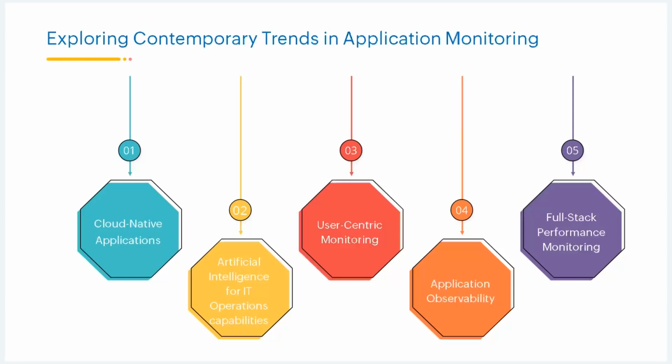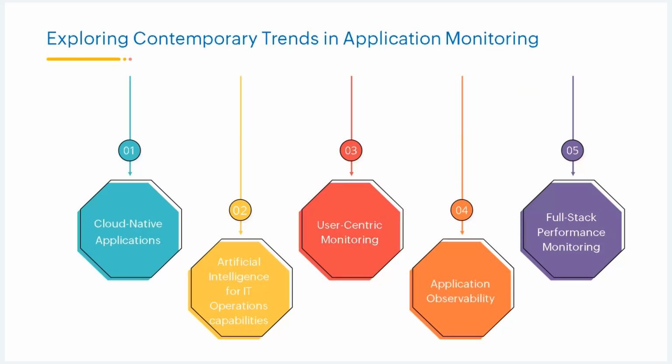The second one is artificial intelligence for IT operations. In the context of application performance monitoring, artificial intelligence and machine learning are used in recent times to enhance and automate IT operations through anomaly detection for identifying unusual deviations, automating IT tasks, predictive analysis for potential futures using historical data, and optimizing resource allocation for scaling based on real-time performance data.